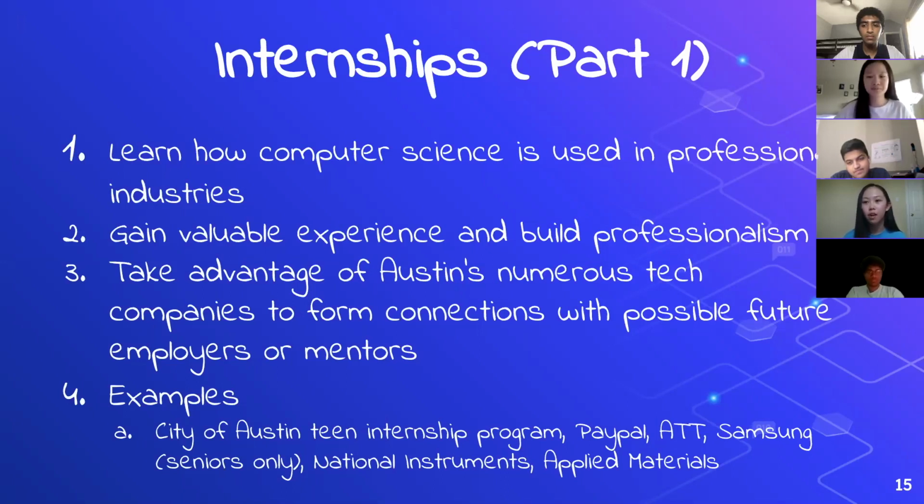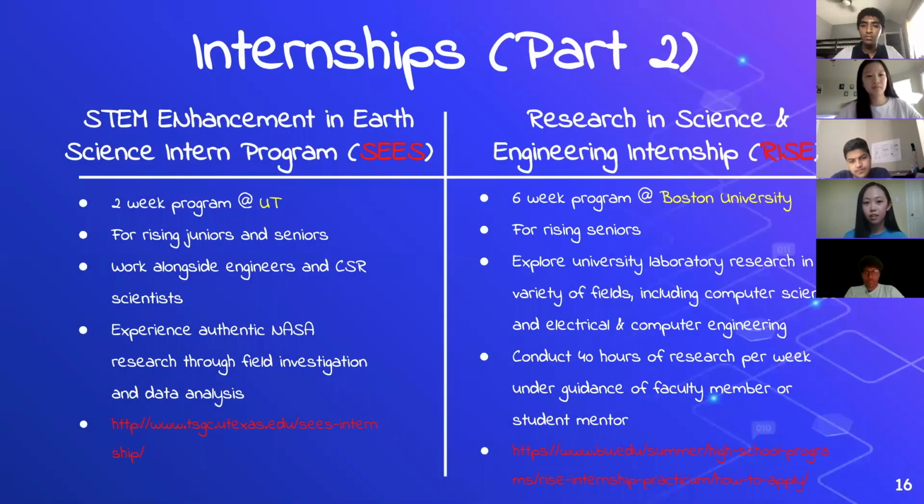Some examples of companies in Austin that offer internships to teens every year, except for this one, are the City of Austin. The City of Austin has a program where it allows high schoolers to apply for internships, and they'll assign you to a company based on the field that you select. Then we have PayPal, AT&T, Samsung, which is for people 18 only, so seniors, National Instruments, and Applied Materials. So these are some internship programs that you can apply to.